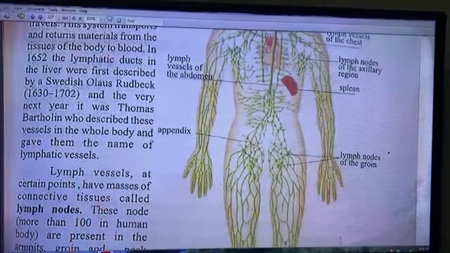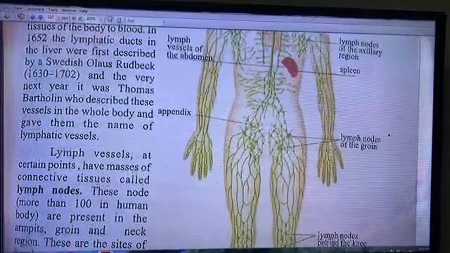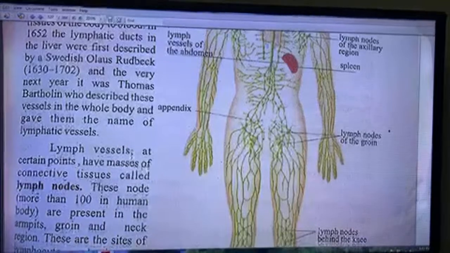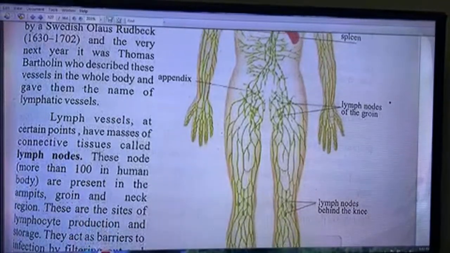In 1652, the lymphatic ducts in the liver were first described by a Swede, Olaus Rudbeck. And the very next year, it was Thomas Bartholin who described these vessels in the whole body and gave them the name of lymphatic vessels.